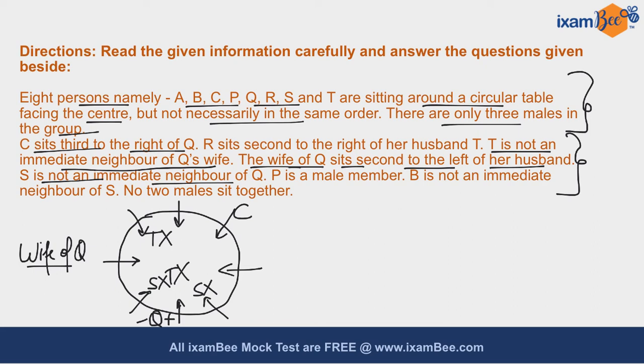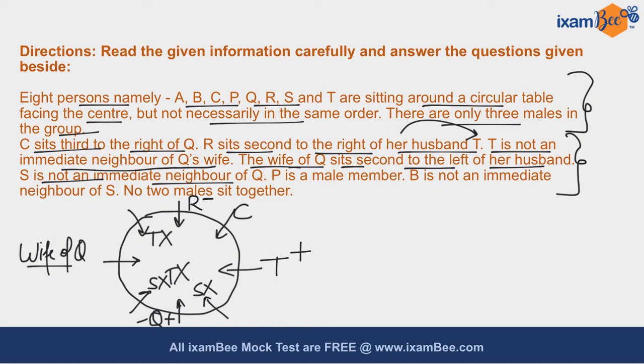Now it is given to you that R sits second to the right of her husband T, which means R is a female member because her husband is T, which is a male member. And based on this statement, I can place R over here and T over here because you cannot place both of them anywhere else. So this is the only possibility left for them.